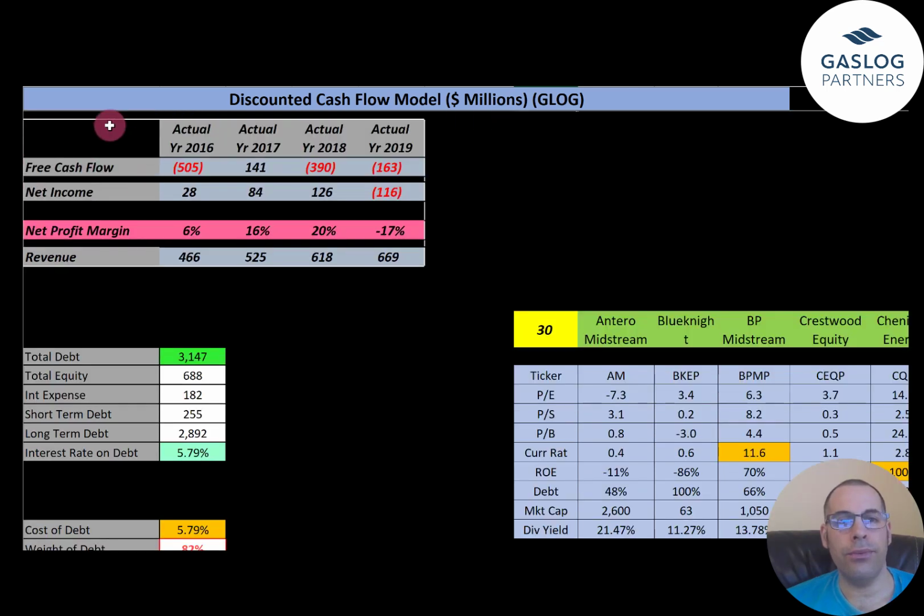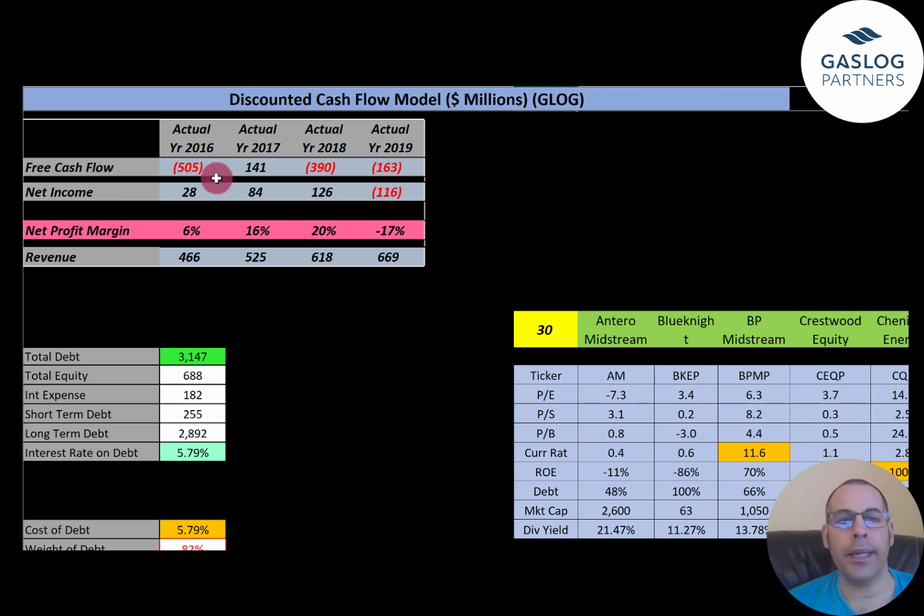Free cash flow is how you value a company. You estimate the future free cash flows and then discount that number back to today's value. That's what we're doing in this video. And free cash flow is cash flow from operations minus capital expenditures. Capital expenditures are property, plant, and equipment.